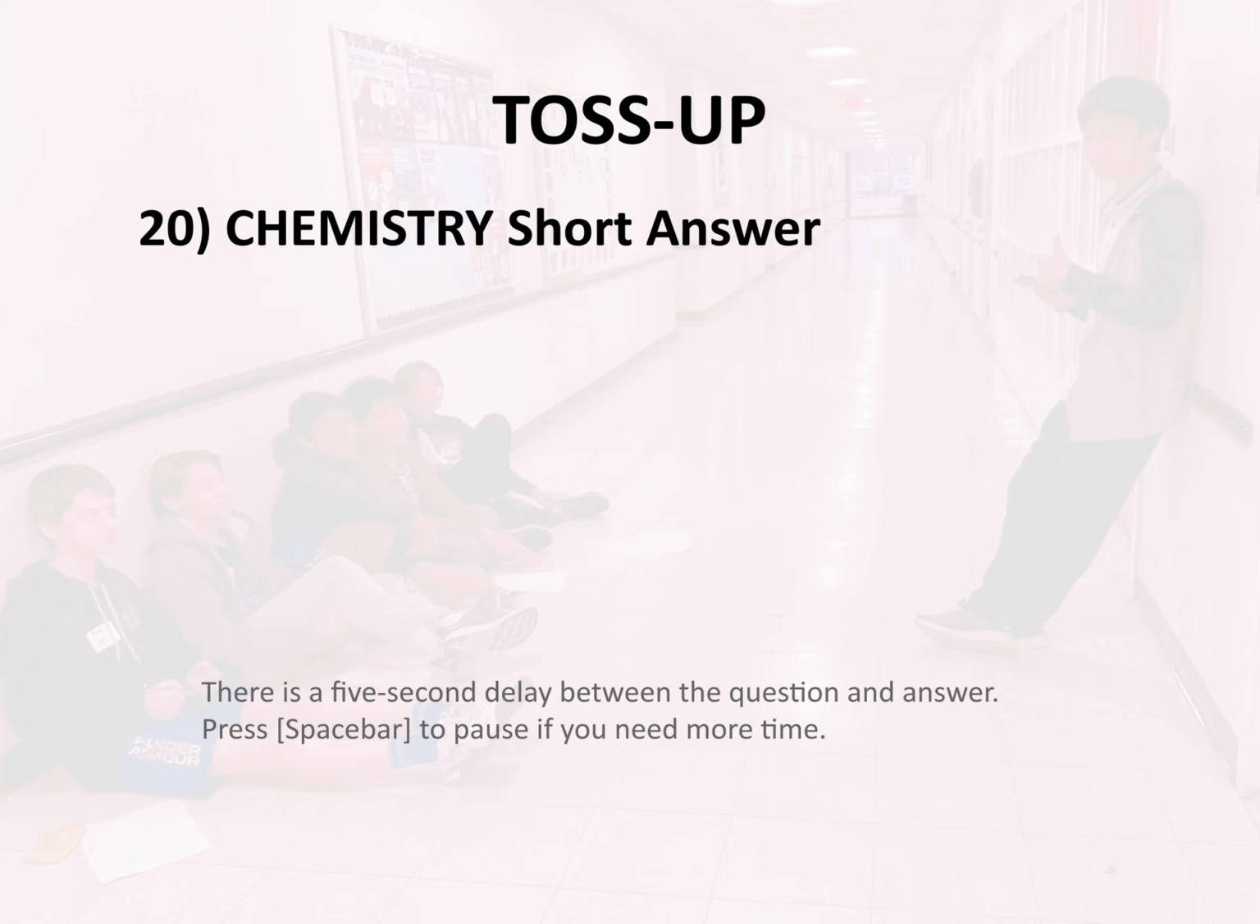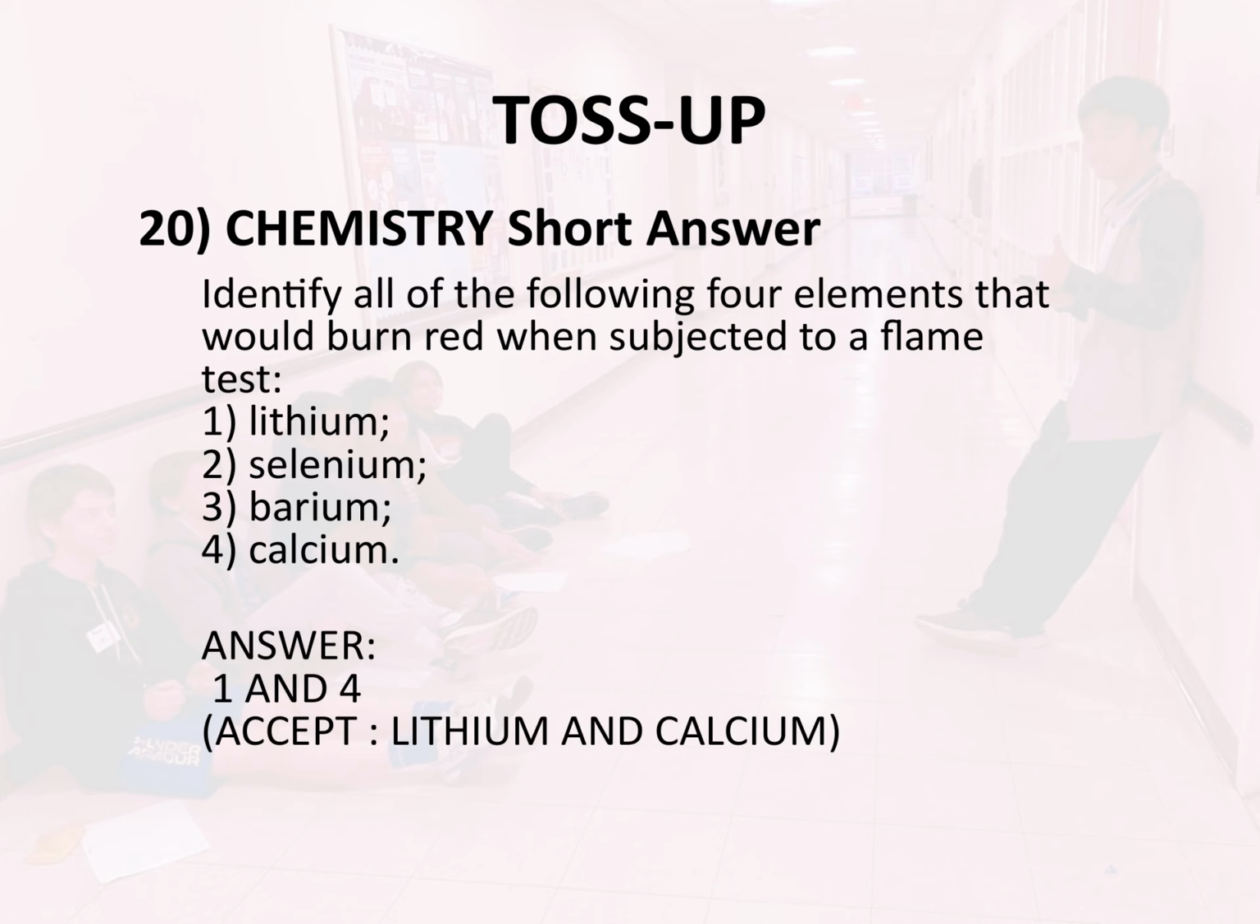Toss-up 20. Chemistry. Short answer. Identify all of the following 4 elements that would burn red when subjected to a flame test. 1. Lithium. 2. Selenium. 3. Barium. 4. Calcium. Answer: 1 and 4.